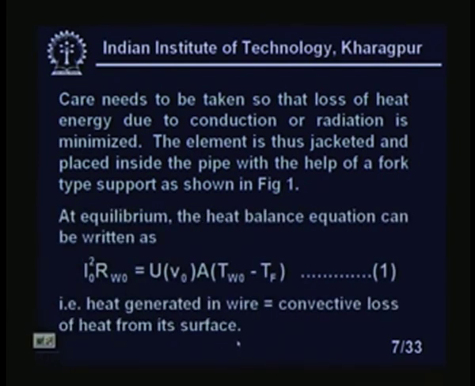At equilibrium, the heat balance equation can be written as I0 squared RW0 equals U V0 multiplied by A (TW0 minus TF). This is equation number 1. That is, heat generated in the wire equals convective heat loss from its surface.